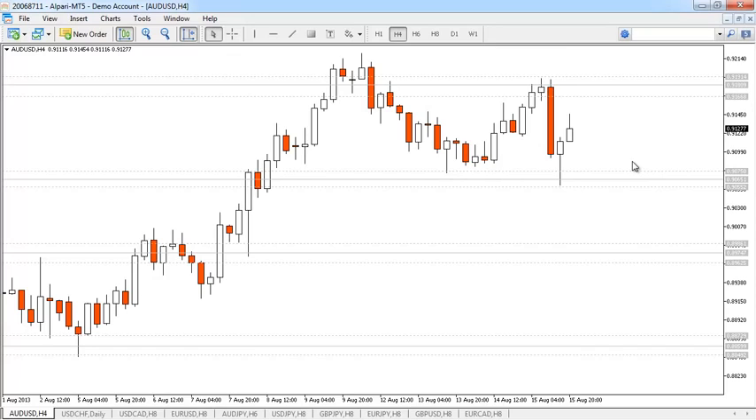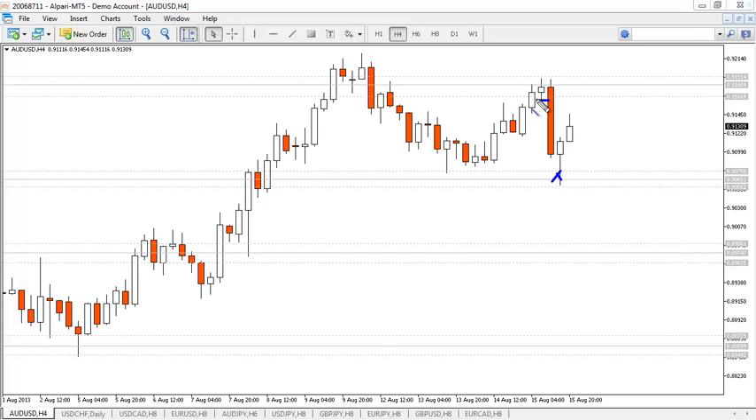So that's one of the entries I use. I use this entry because it tends to be the best way to confirm that sellers, in this case sellers, but if you're looking for a long trade, obviously buyers, have taken control of the market, because they're creating a new lower low. To me that's a very good sign that this trade's going to work out and push down and hit my target.